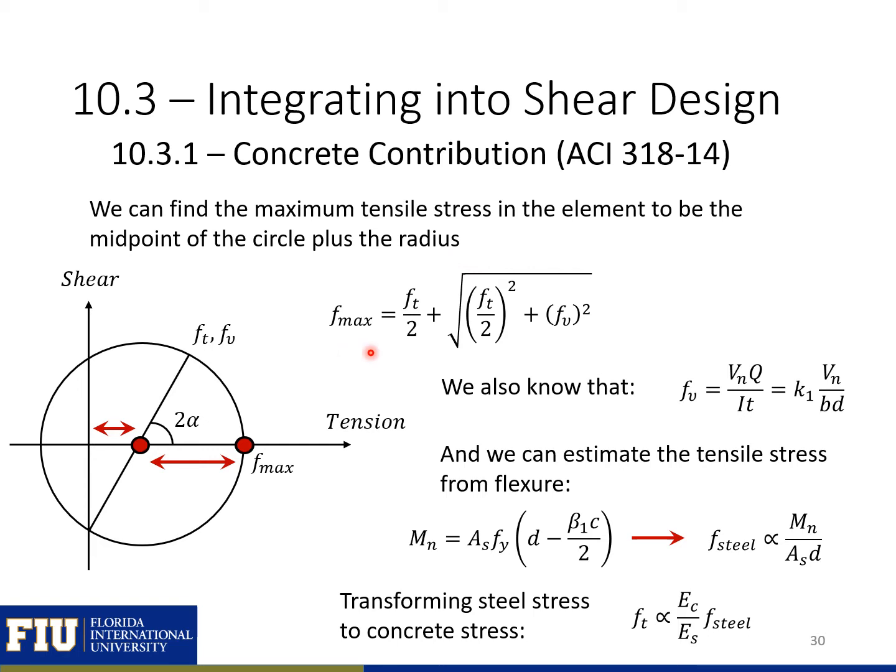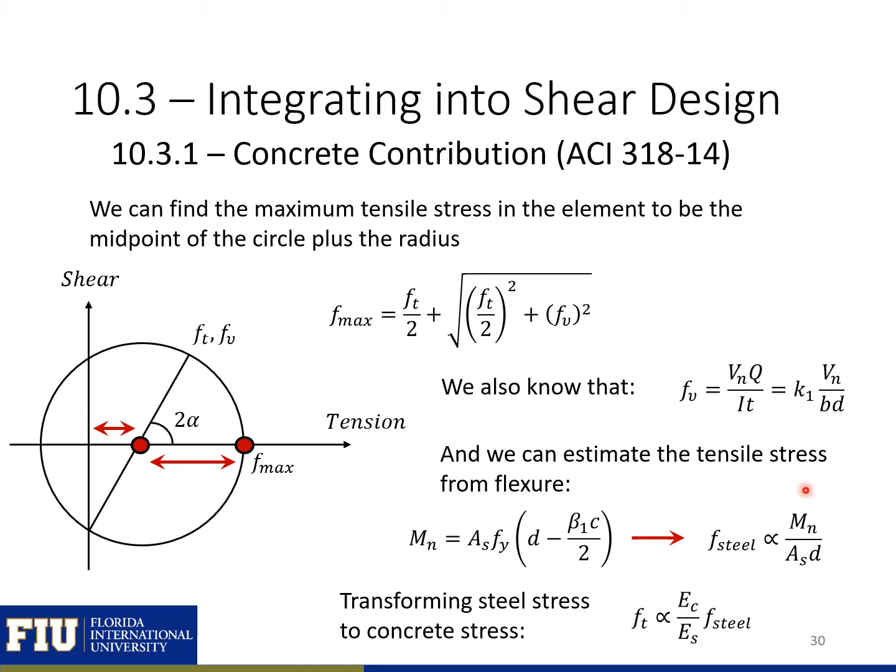We also know from our shear stress expression that our shear stress is going to be equal to just VQ over Ib. Our Q over Ib is just going to be some constant K1 divided by bd times Vn. And we're doing that to get it into the form that we need for our derivation.